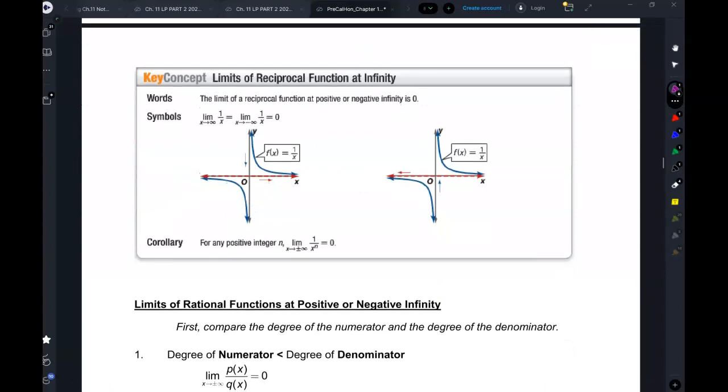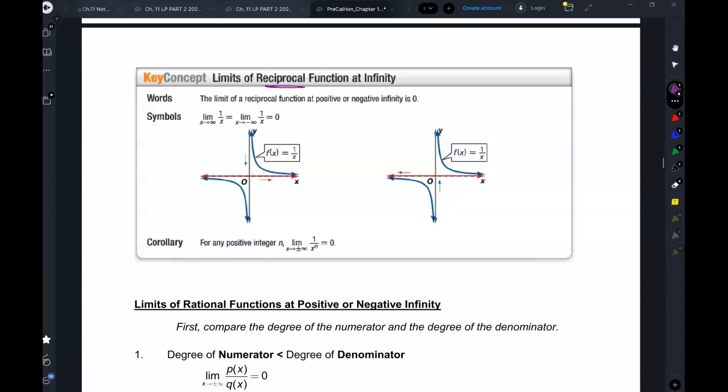Now let's take a look at reciprocal functions at infinity. So remember, reciprocal functions look like this, right? This is the graph of 1 over x. When you have 1 over x, can x ever be 0? No, so there's a vertical asymptote. If x is positive, y is positive. If x is negative, y is negative. What value of x makes this 0? Is there a value of x that makes this 0? No. So that's how that looks.